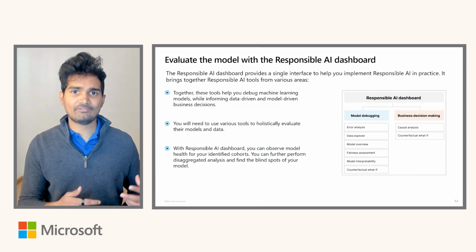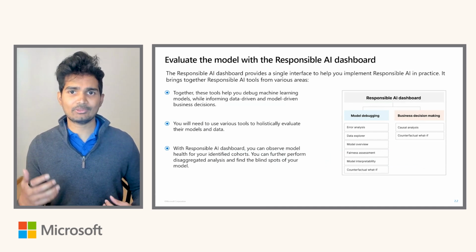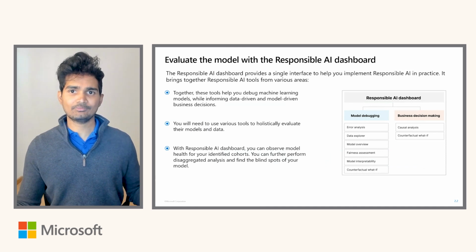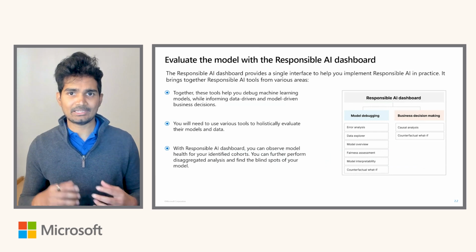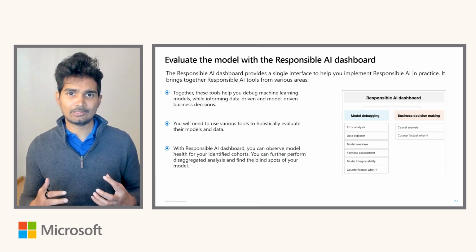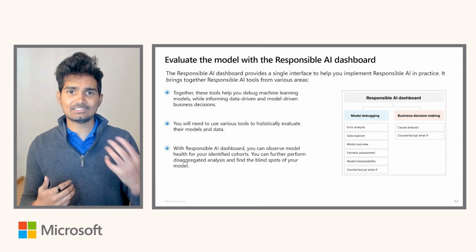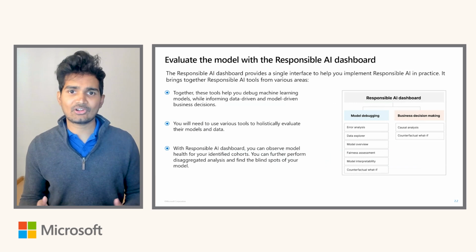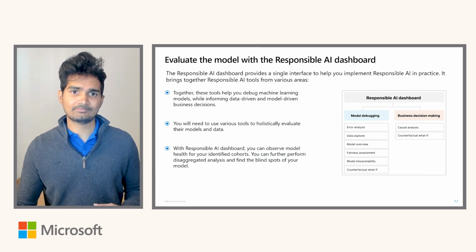If you discover a fairness issue with one tool, jump to a different tool to understand what data or model factors lie at the root of this issue before taking any steps on mitigation. By using the Responsible AI dashboard, you can create dataset cohorts, pass these cohorts to all the supported components, and observe your model health for your identified cohorts.